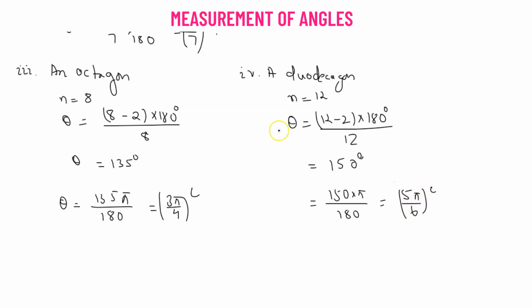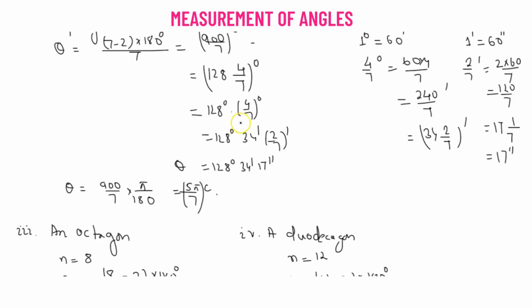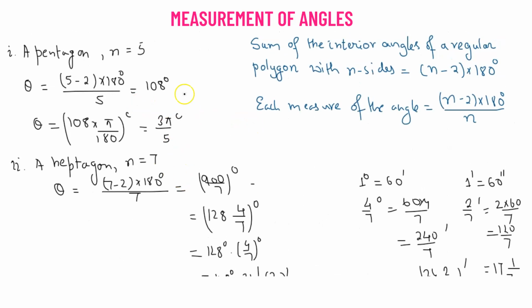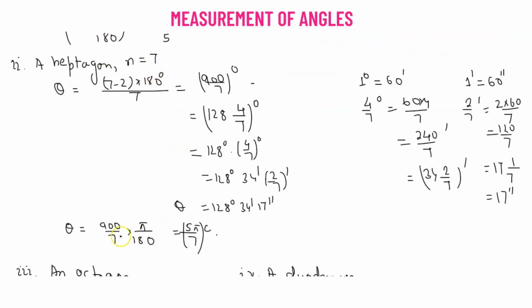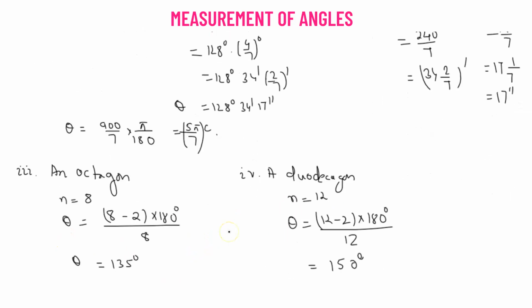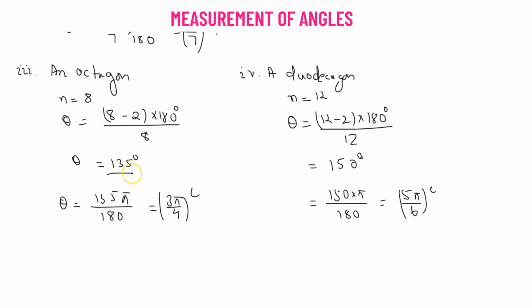So here we have successfully found each of the interior angles. The pentagon comes out to be 108 degrees, and in radians is 3 pi over 5 radians. For a heptagon with 7 sides, the interior angle in degrees comes out to be 128 degrees, 34 minutes, 17 seconds, and its radian measure is 5 pi over 7 radians. For an octagon, the interior angle in degrees will be 135 degrees, with radian measure 3 pi over 4.